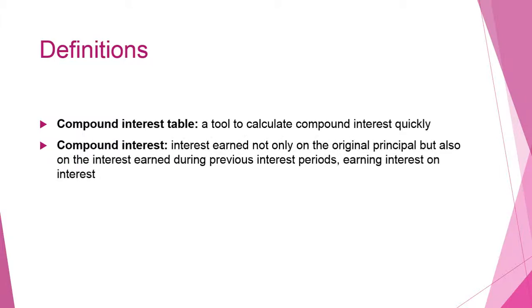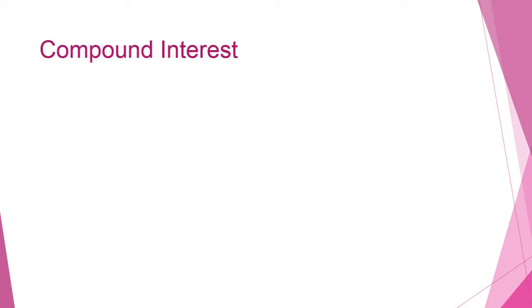Compound interest is interest earned not only on the principal but also on the interest earned during previous interest periods. So it's really interest on interest. Balance is the amount of money you have in an account. So let's go over compound interest. This formula is for the table only, and that's why at the end it says times amount of $1.